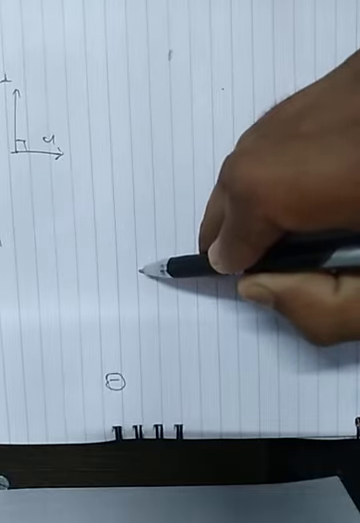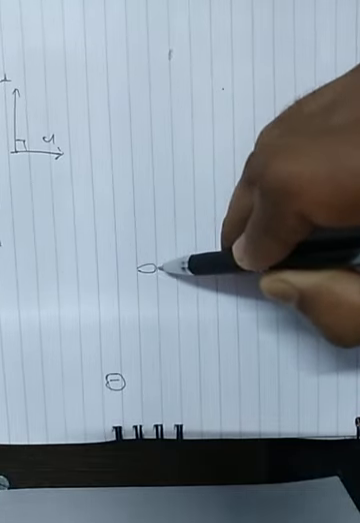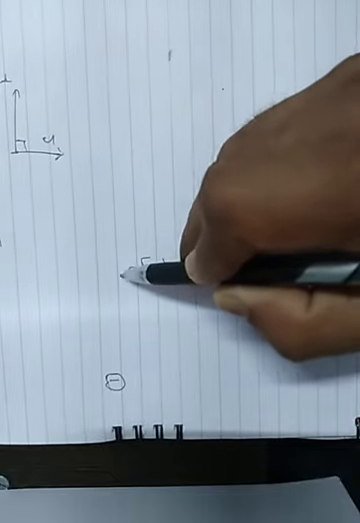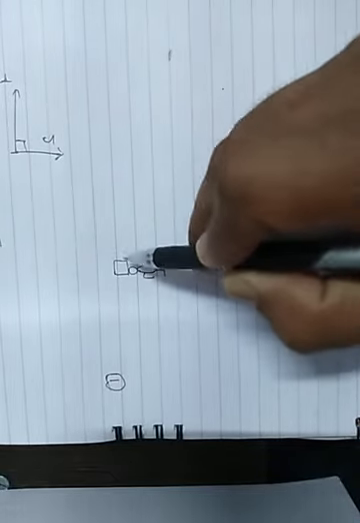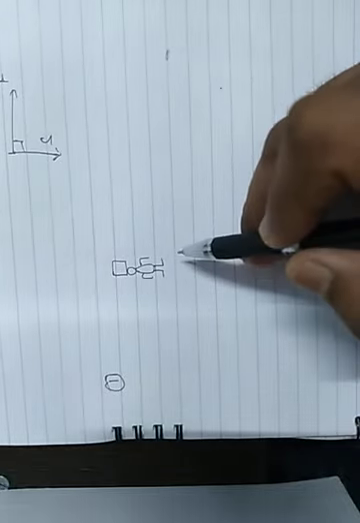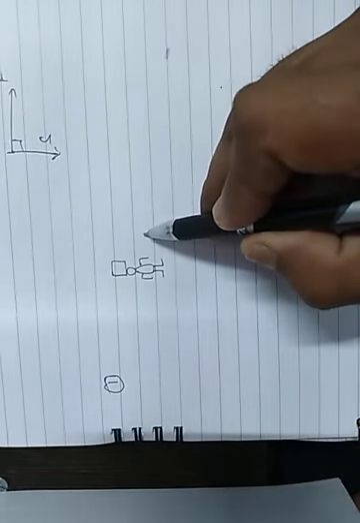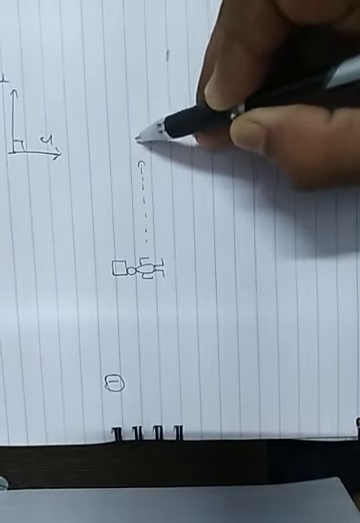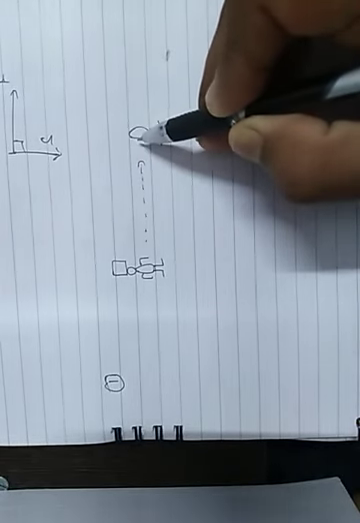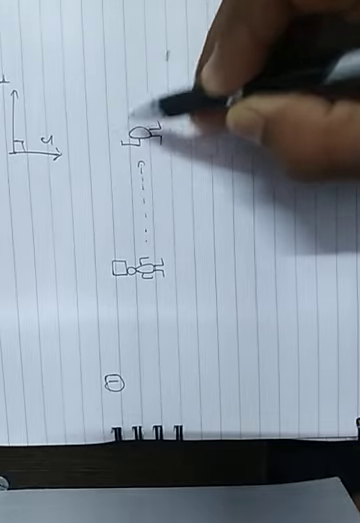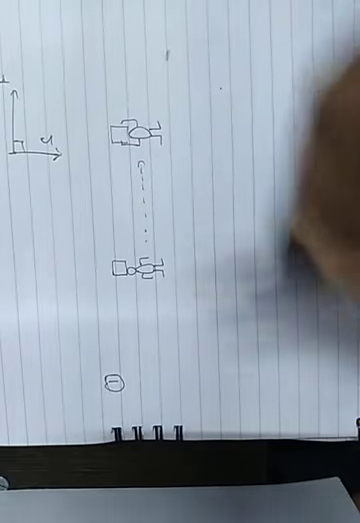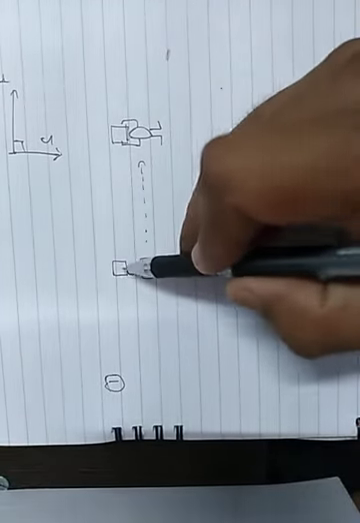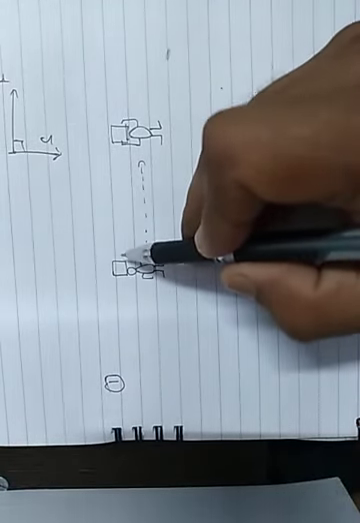Now consider a coolie carrying a block on his head, and he is just moving in this direction, and after some time he is supposed to raise his hand to hold the block. Okay, so if he reaches this position, now just look at the displacement.